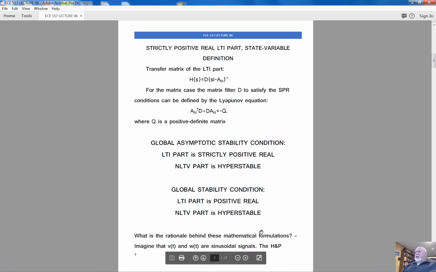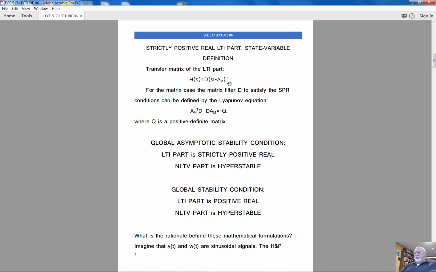However, the linear time-invariant part could be represented by a state variable form. In this case, the transfer function definition will be H(s) equals G, some matrix filter, times (sI minus Am) to the power of minus 1. You may ask me where is matrix B that you always want to see in a situation like this. Matrix B is the unity matrix.